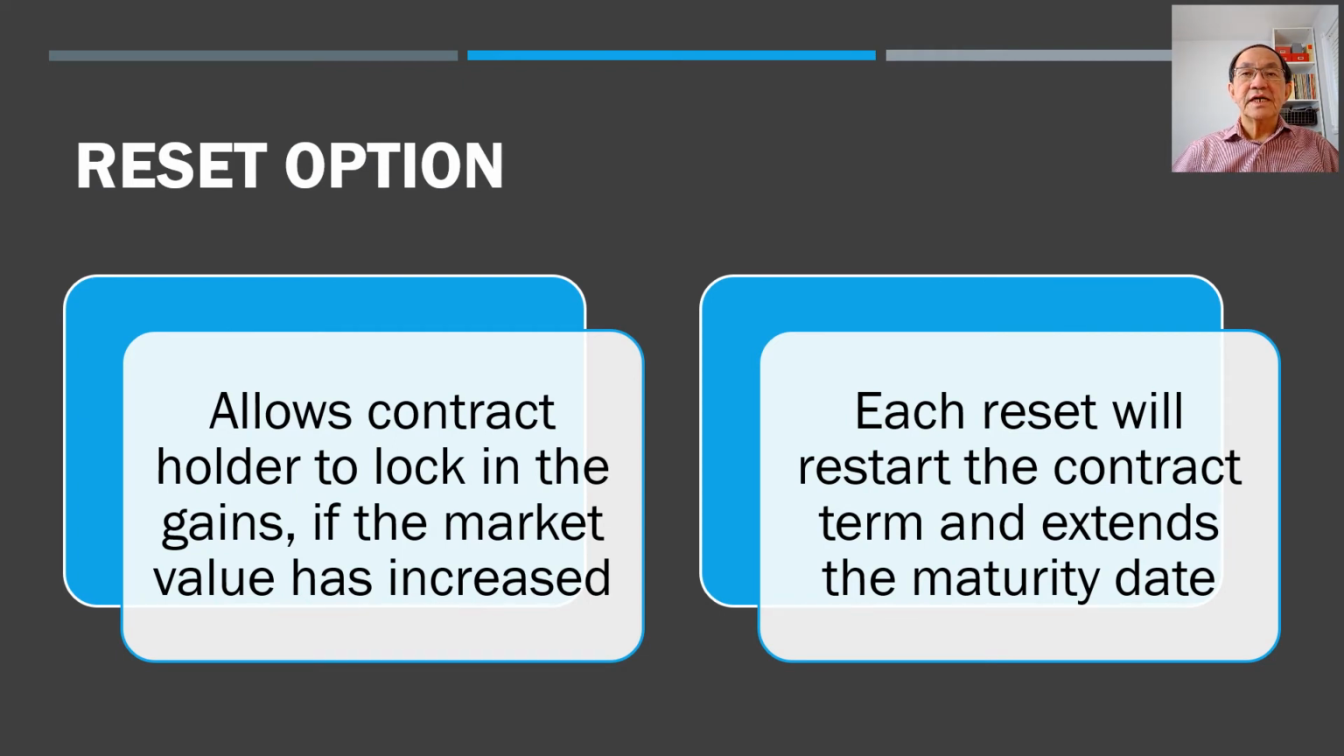Both the maturity and death benefit guarantee may have reset options. These options allow the contract holder to lock in the investment gains if the market value increases. Most contracts allow a certain number of resets per calendar year, but each reset will restart the contract term and extend the maturity date. Therefore, it is not a good idea to reset the contract too many times.